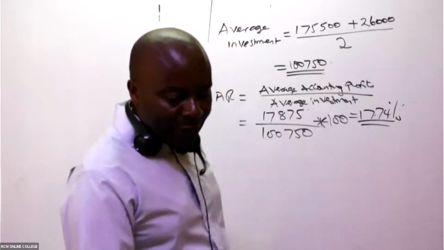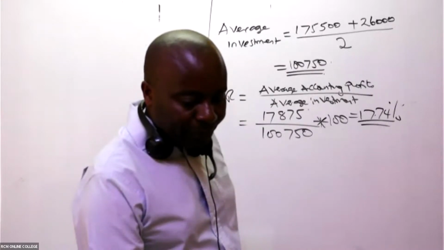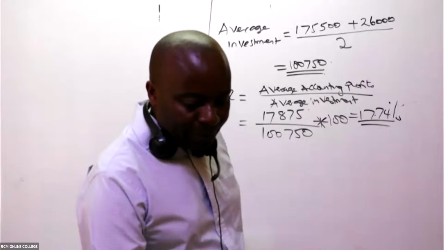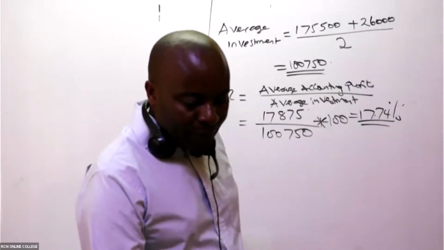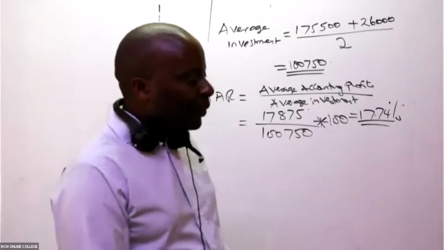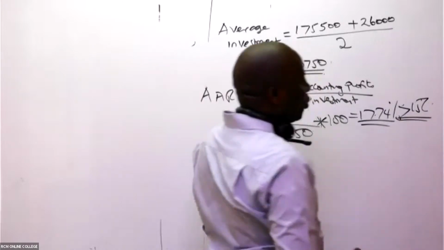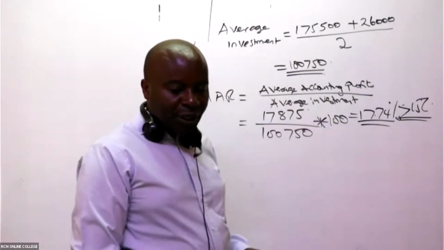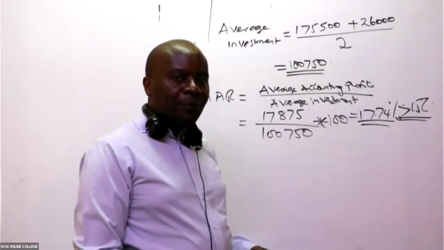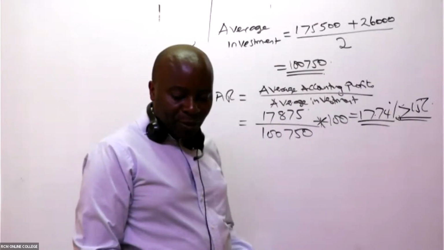Are you able to see the required minimum? The required minimum accounting rate of return is 15%. And our project is giving us 17.74%. So this is more than 15%, and therefore we should accept the project.